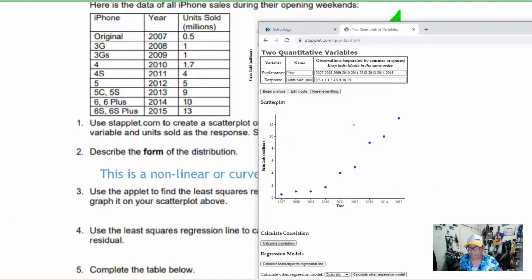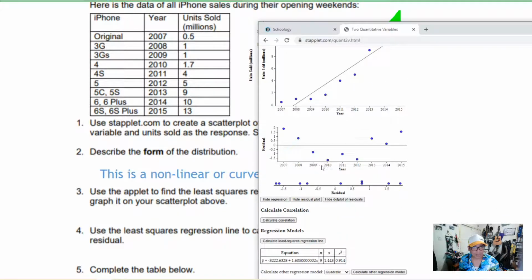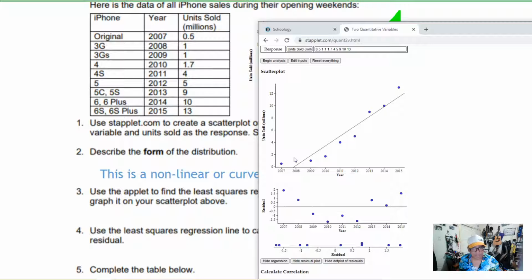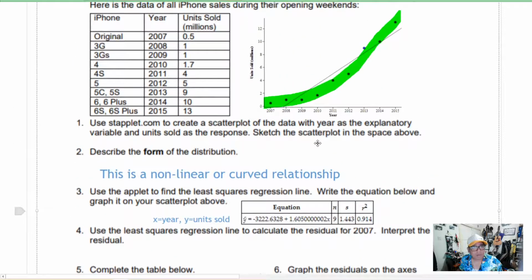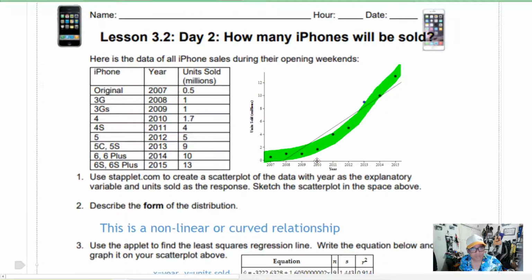Over here on Statplet, if I go and create that model, yeah, exactly what we thought. It kind of goes through here, but it catches the end, catches the beginning, doesn't really catch the middle very well. Down over here we have X equals year and Y is units sold, and this gives me my equation: negative 3,222 plus about 1.6 multiplied by the year. Here we have that graphed with the line.